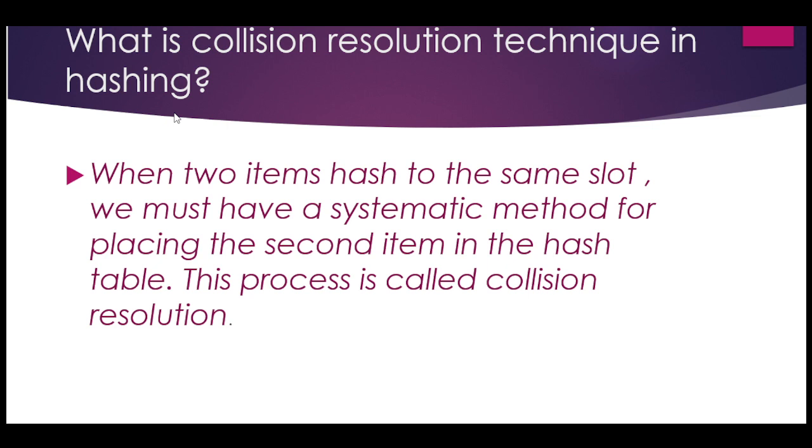The first question is what is collision resolution technique in hashing? When two items hash in the same slot, we must have a systematic method for placing the second item in the hash table. That means if a single place in the hash table is allocated, we cannot allocate that single place for two elements. For that problem, we have some techniques. The process is called collision resolution technique.